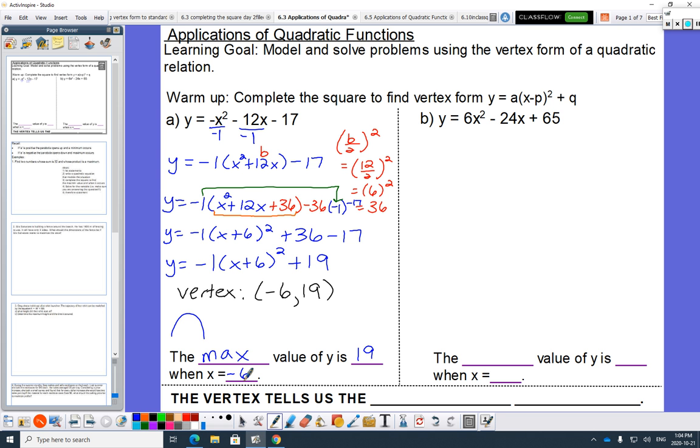So today, when we do the word problems, the y value will be area or profit or height. So the question will say, what is the maximum height of whatever? And so you're looking at the y value, and then the x value of the vertex will be time, or the number of units sold.